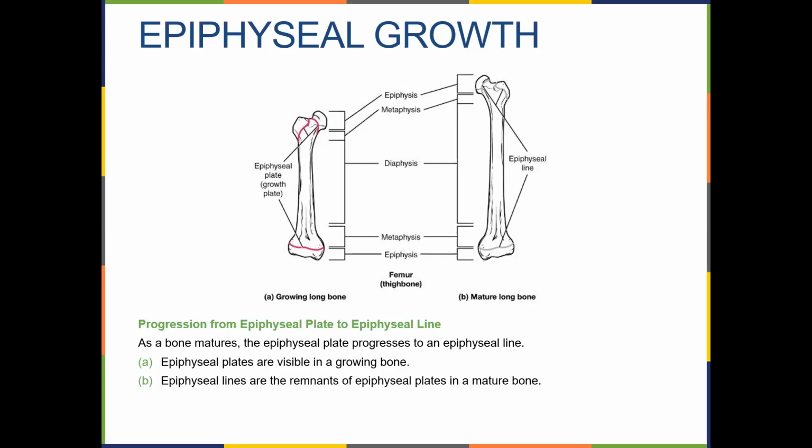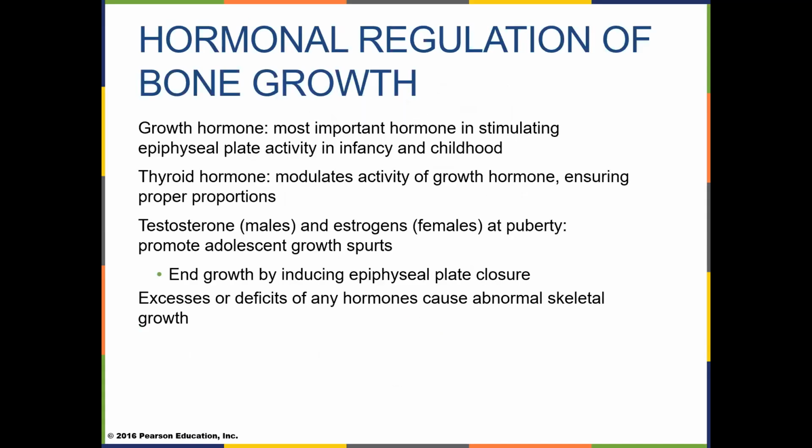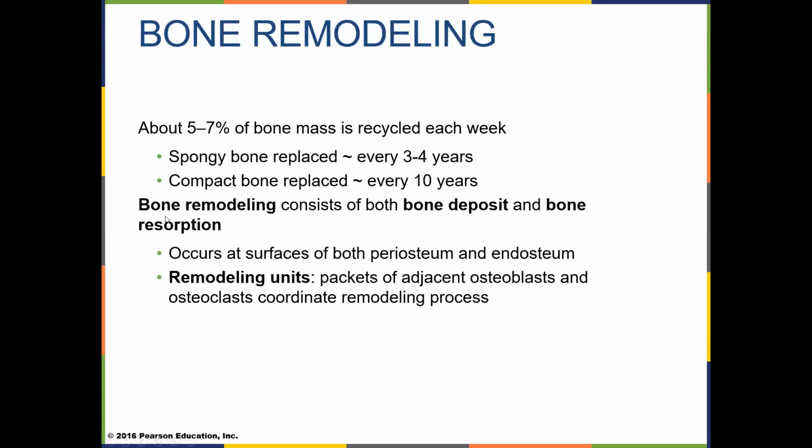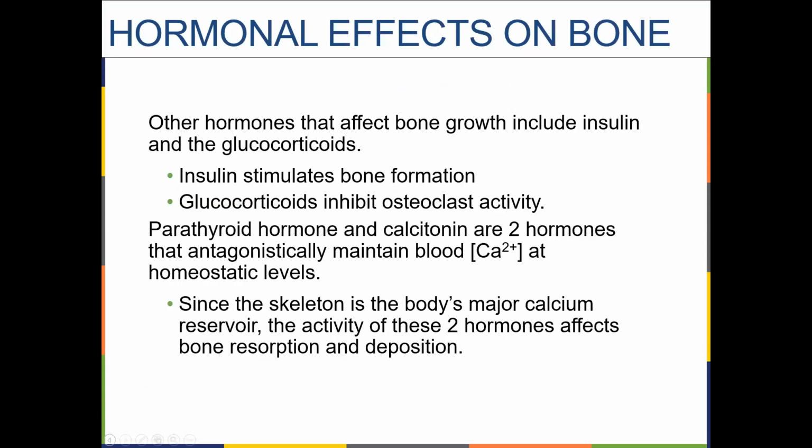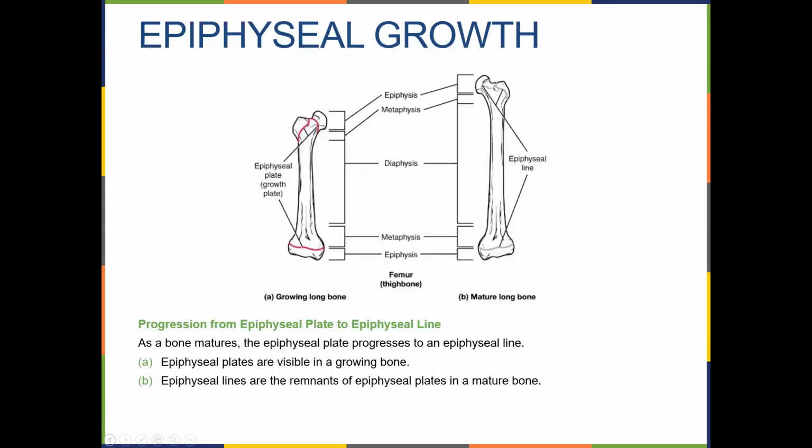Once that plate closes, it becomes what's known as the epiphyseal line. And that's a visible white line on X-ray. Well, you've seen the picture of it in the lab, I guess. So we get this white line across here. It's the scar. It's the residue from the epiphyseal plate. No more growth at that spot.